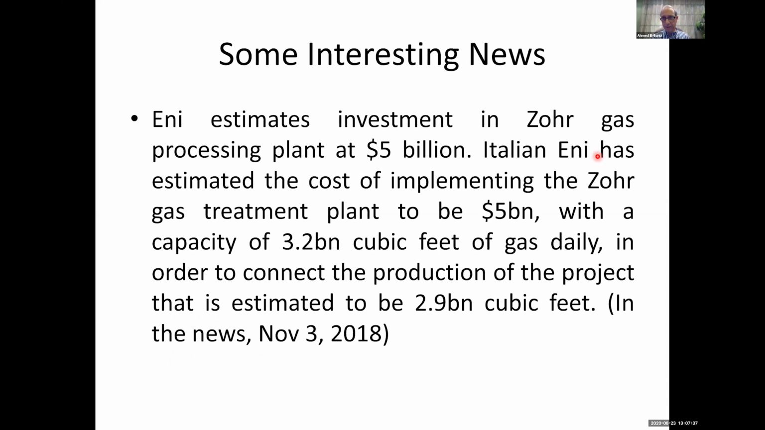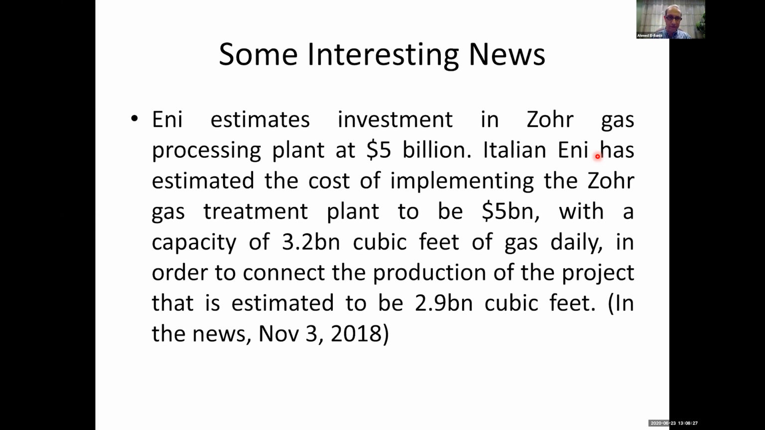My introduction here is very simple. I want everyone to read, and for those who cannot see the slide very well, I will read it for you. It's a piece of news that was published on 3rd of November 2018. Eni estimates investment in Zohr gas processing plant, only the gas processing plant, at $5 billion. Italian Eni company has estimated the cost of implementing the Zohr gas treatment plant to be $5 billion, with a capacity of 3.2 billion cubic feet of gas daily. That's the daily production. In order to connect to the production of the project, that's estimated to be 2.9 billion cubic foot per day. That was in the news in November 2018.